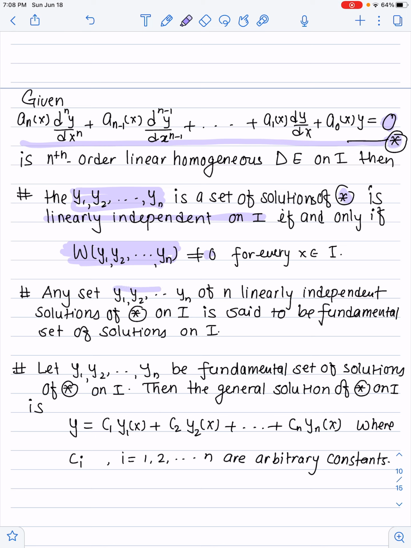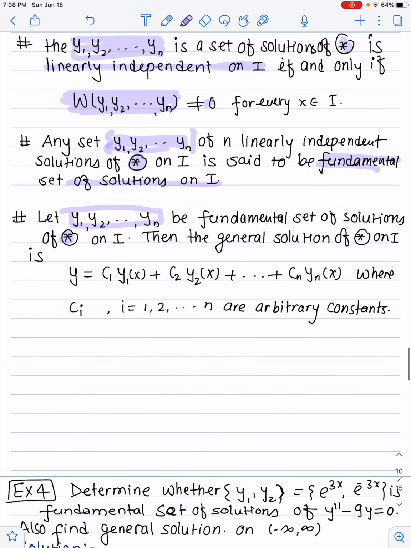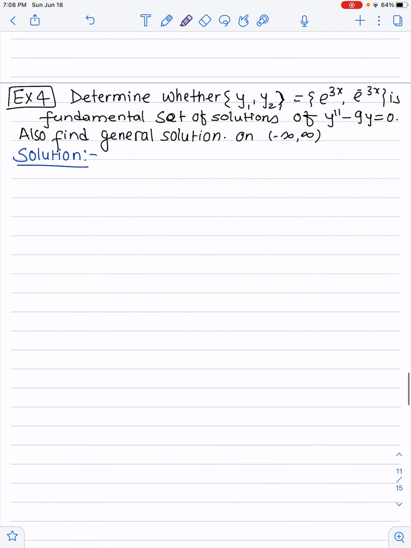And any set y1, y2 up to yn of n linearly independent solutions of this differential equation is said to be the fundamental set of solutions. So this will be called a fundamental solution set if they are linearly independent. And if these are a fundamental set of solutions of star on I, then the general solution of that differential equation will be this one, the linear combination of those linearly independent solutions. Okay, let's look at another example.